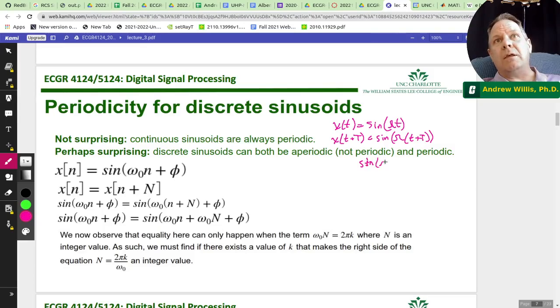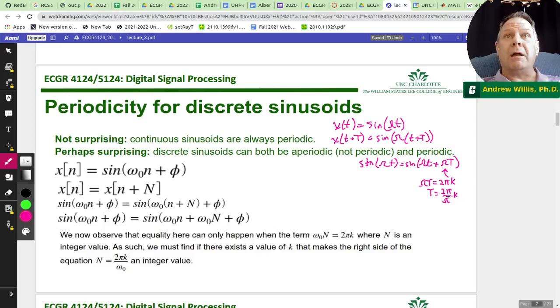So sine of omega t therefore has to be equal to sine of omega t plus omega times capital T. But that can only be true if omega times capital T is equal to some multiple of 2 pi, like 2 pi k. So the period has to be 2 pi k over omega, and the fundamental period, the smallest value, is 2 pi over omega, and then k gives you all possible correct values for the period. That's how you solve for the period of a sinusoid. It's just that simple. You just use the definition.